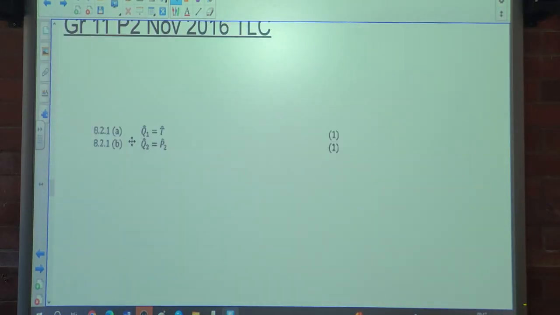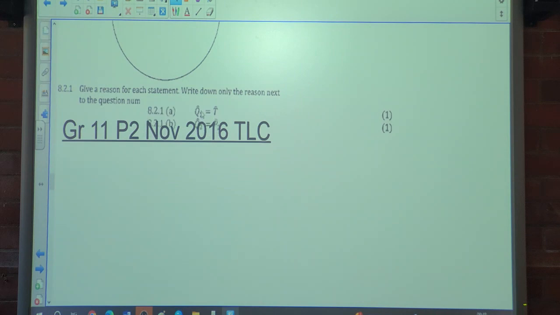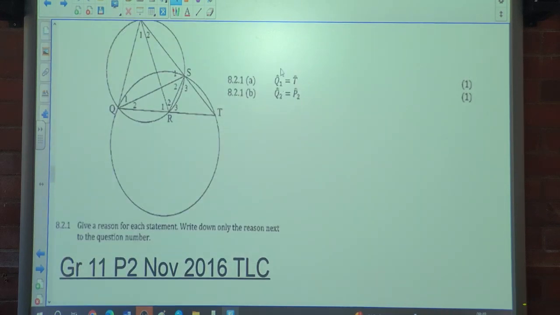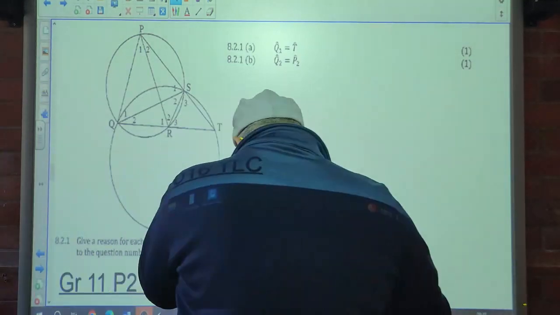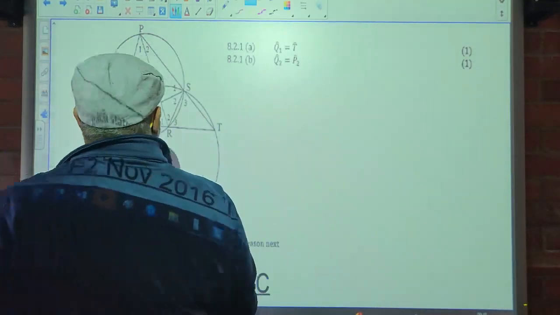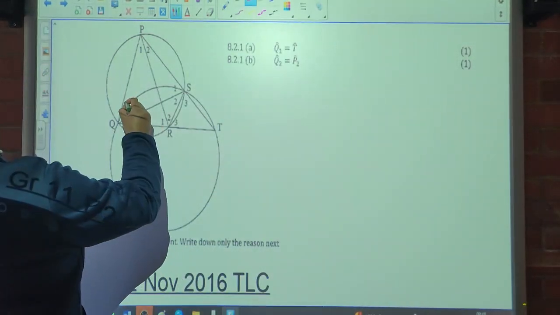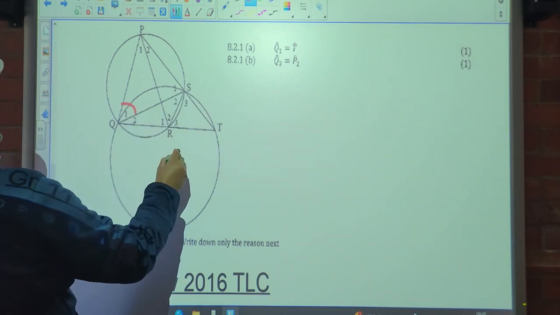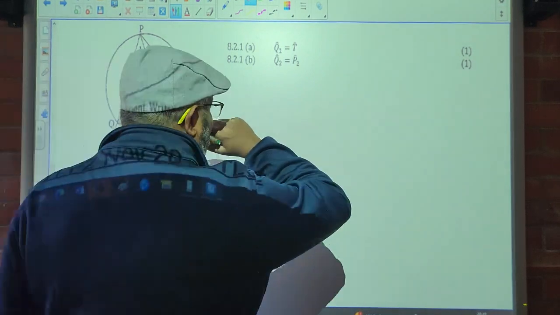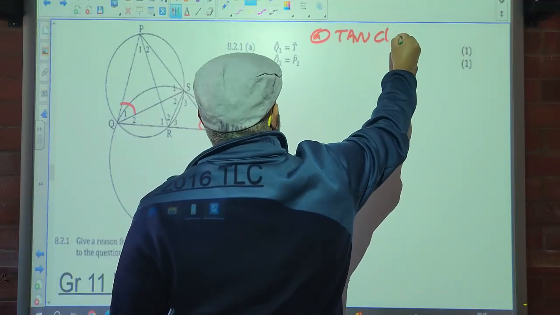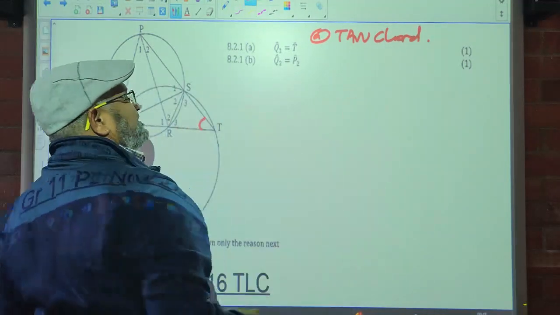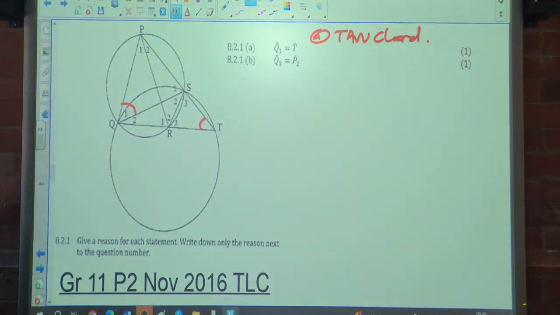Okay, so they only want you to write down the reason. So it's 1 mark each there. The question says, why is Q1 equal to angle T? We said that already. Why? Tan chord theorem. Okay, you all agree with that?